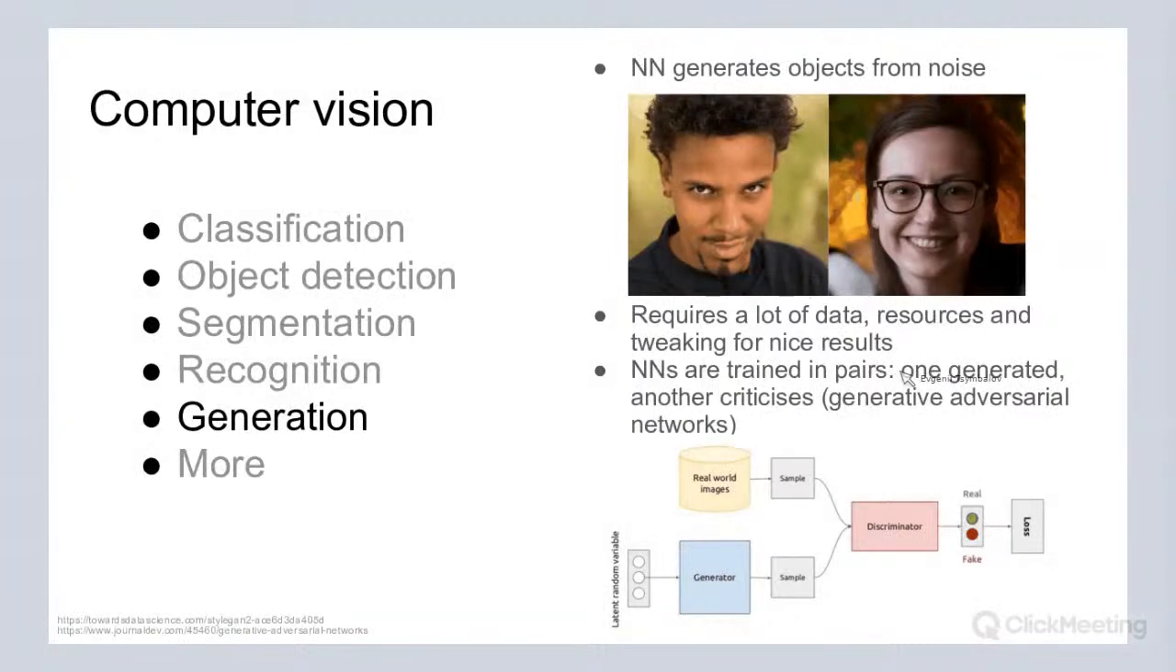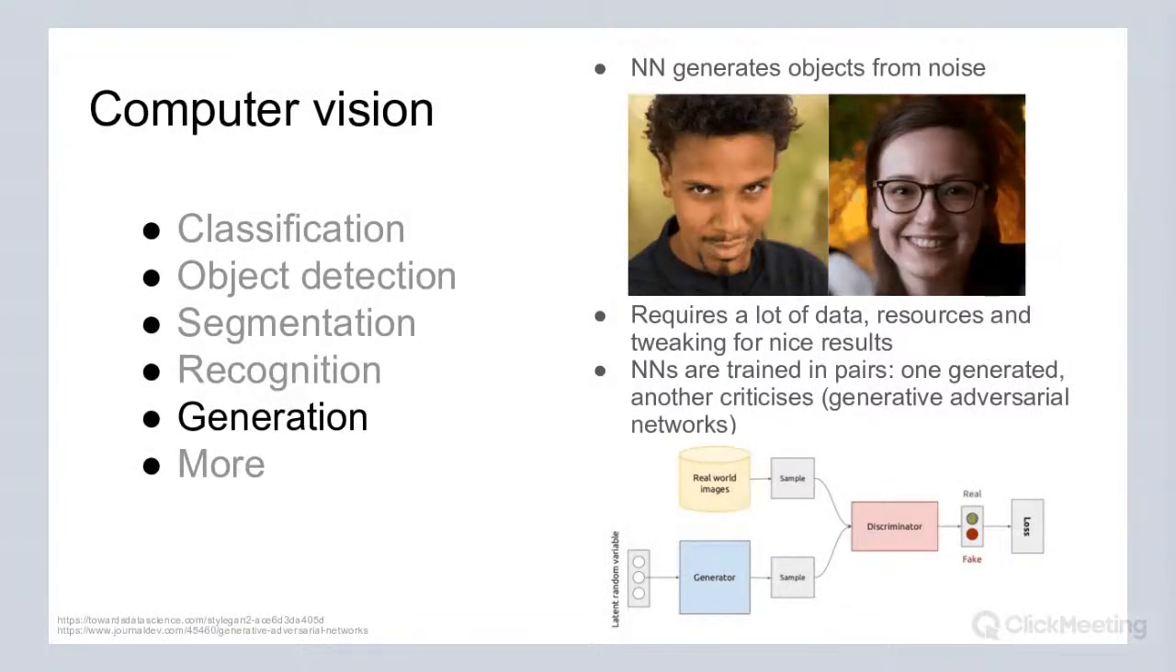And it's a very interesting architecture they're using for it. You actually have at least two neural networks here: one that generates images from noise, and the other, a discriminator or critic, which discriminates real-world images from generated ones. The task for the generator is to fool the discriminator, and the task for the discriminator is not to be fooled.